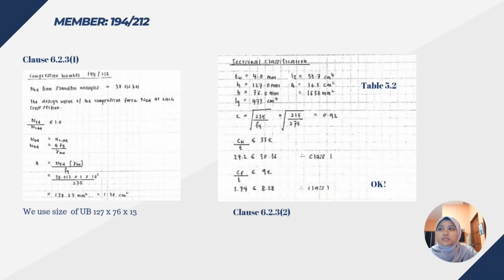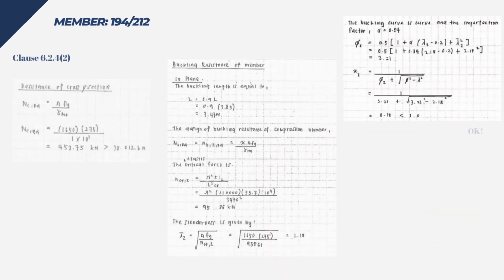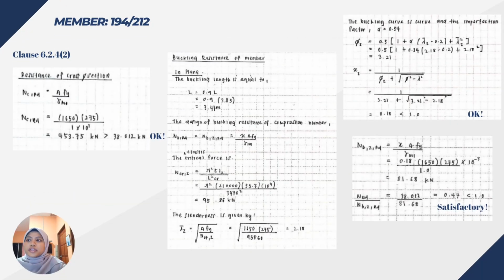For the next compression members, 194 and 212, the NED from the STAAD.Pro analysis is 38.012 kN. From the calculated area, we can determine the UB section, which is 127 by 76 by 13. For sectional classification, we got both class 1. Then we got NCRD more than NED, so it is okay. In buckling resistance of member, we calculate in plane and out of plane. Both are satisfactory because NBZRD and NBYRD are more than NED.